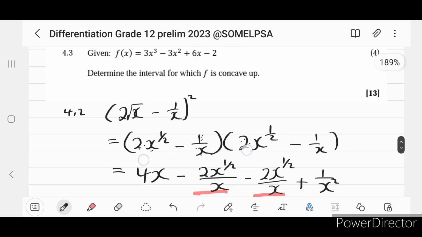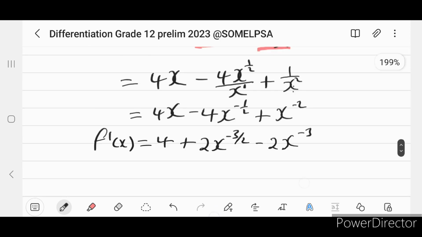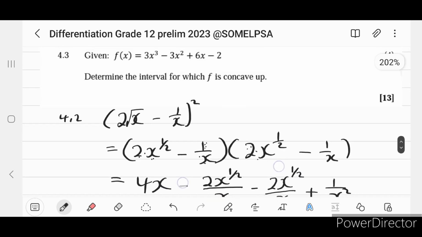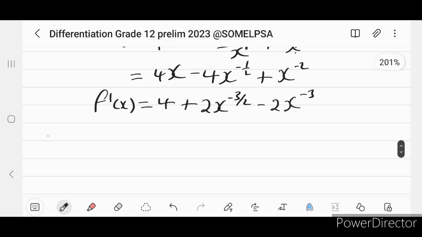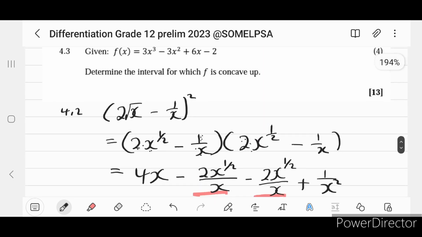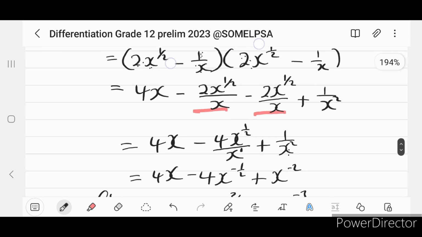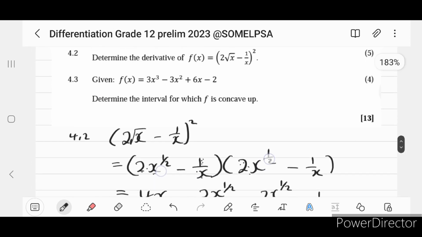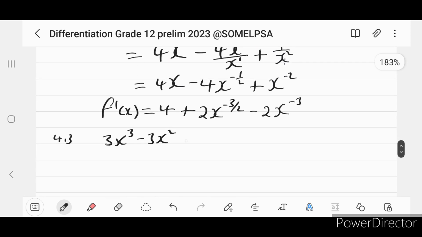And then here they want what? They want us to find the concave up. 4.3. They say what? 3x cubed minus 3x squared plus 6x minus 2. So this is a third degree function. A is positive. That means this is how the shape must look like.